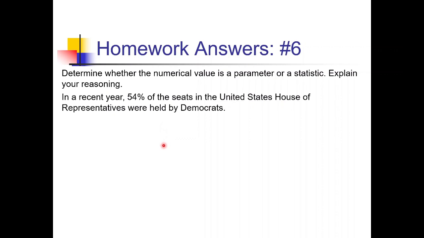On this problem, we're trying to figure out if this is a parameter or a statistic. So they said in a recent year, 54% of the seats in the U.S. House of Representatives were held by Democrats. Since we're talking about all of the seats in the House of Representatives, it's a fairly small population, I think 435 or something like that. Since we're talking about the population, this 54% is a parameter, not a statistic, because it covers everything.